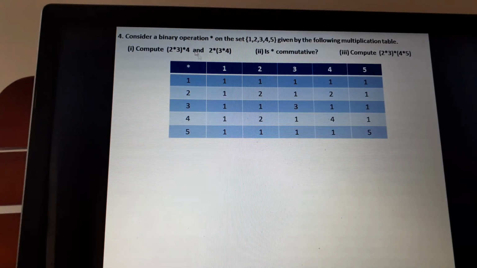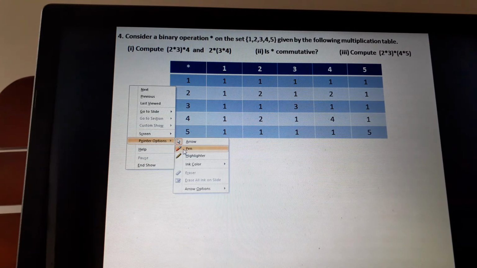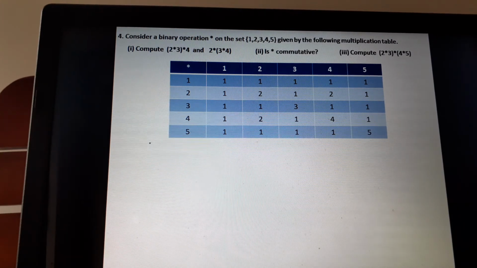See here, consider a binary operation star on 1, 2, 3, 4, 5 given by the following multiplication table. The table is already given, so you need not construct it. But the question is to compute this, and to check whether it is commutative. So let us take it one by one. First we will compute the given values. Say first question, part 1. We have to compute 2 star 3, then star 4. Now we have to read these tables, that's all.